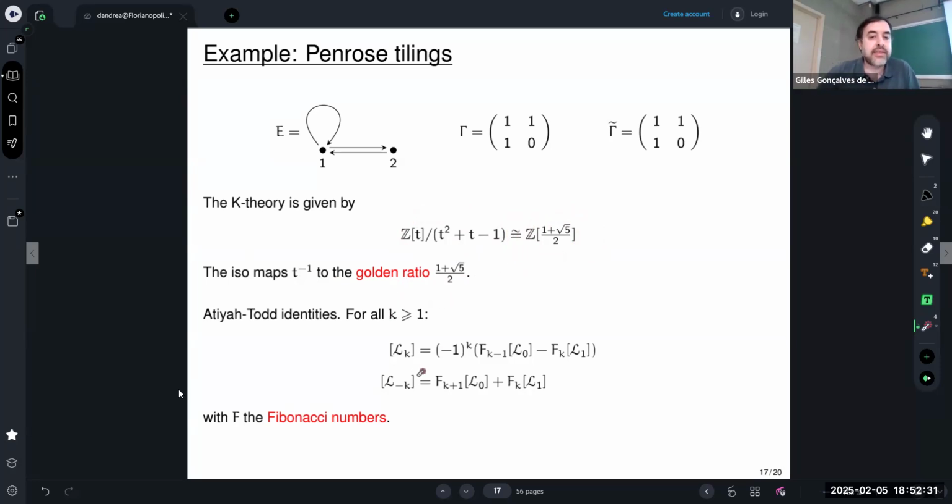You can also write down explicitly the Atiyah identities, and the only thing I want to notice is that they involve the Fibonacci numbers, which is something you would expect from Penrose tilings, both the appearance of the golden ratio and Fibonacci numbers. And so this is the ring appearing in the previous theorem.